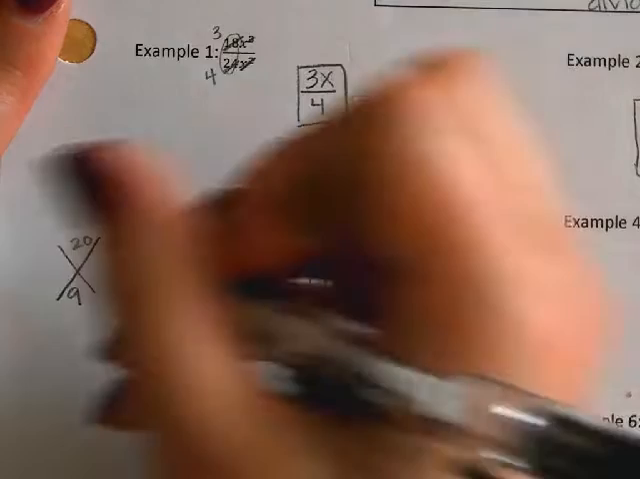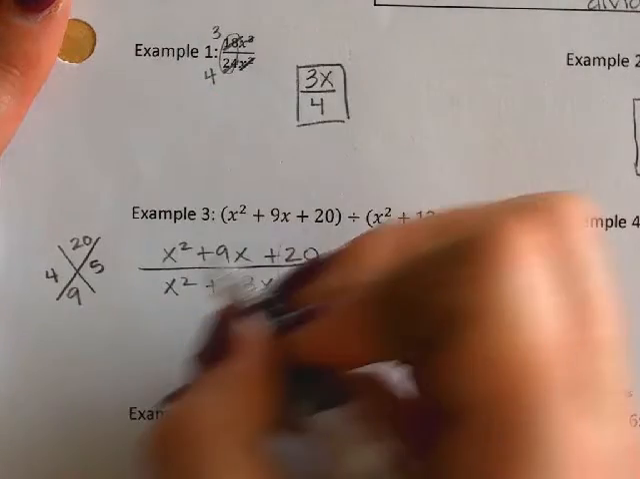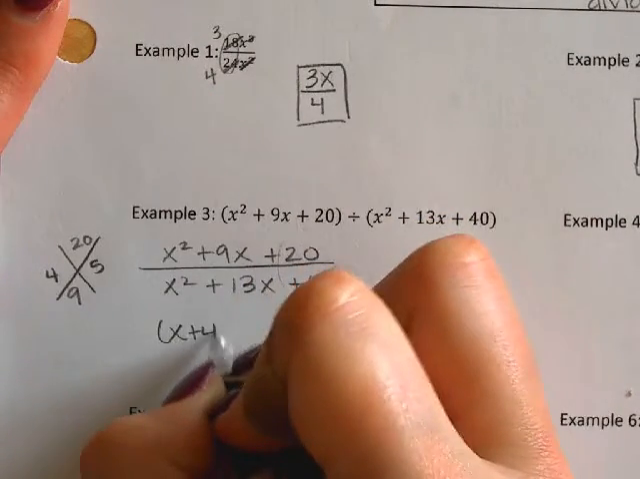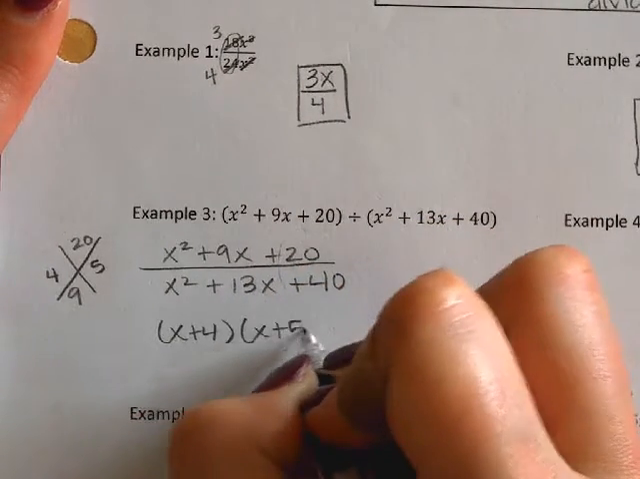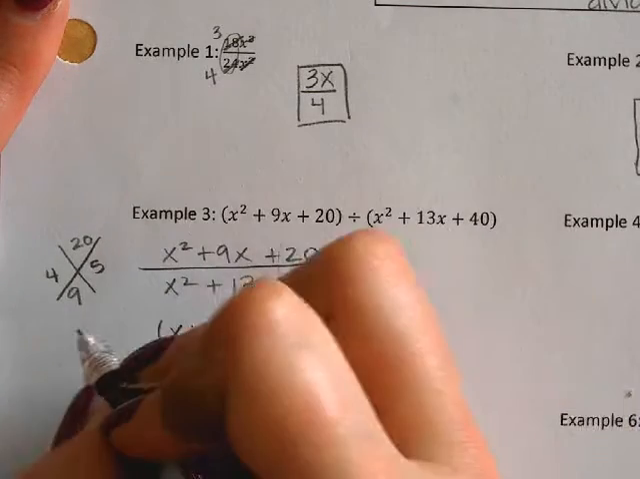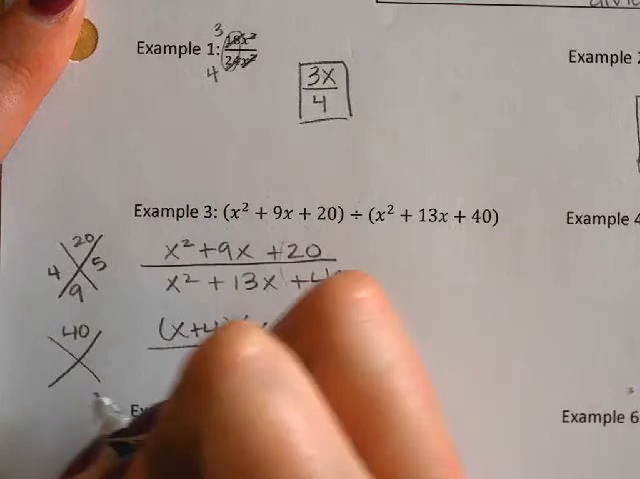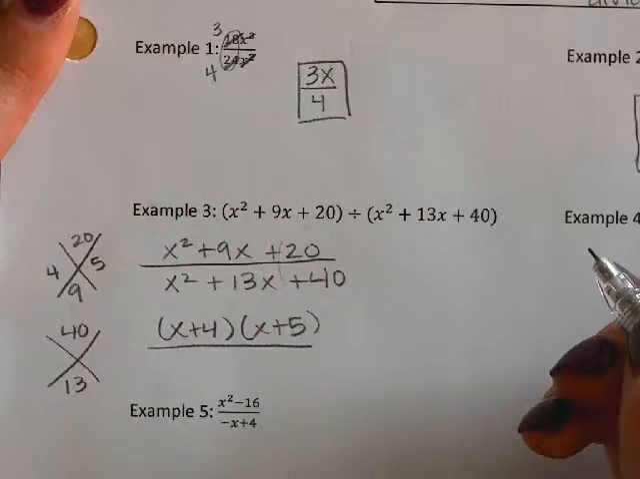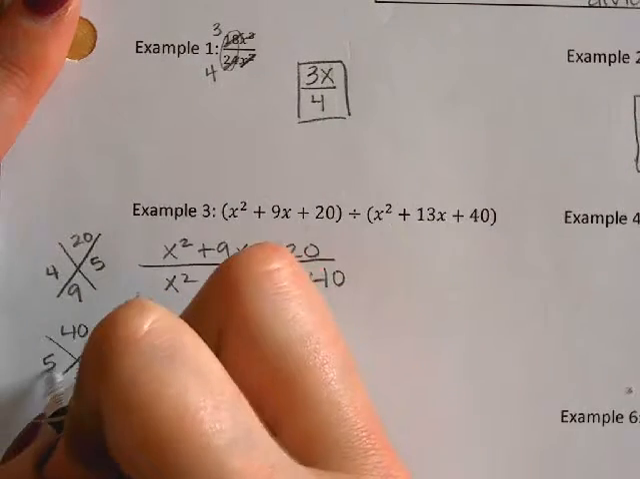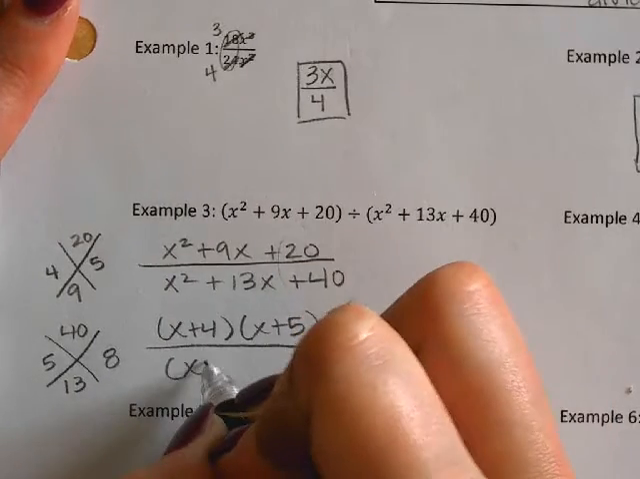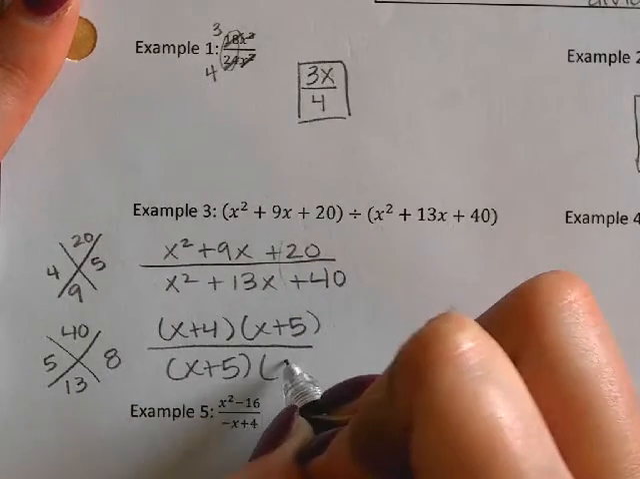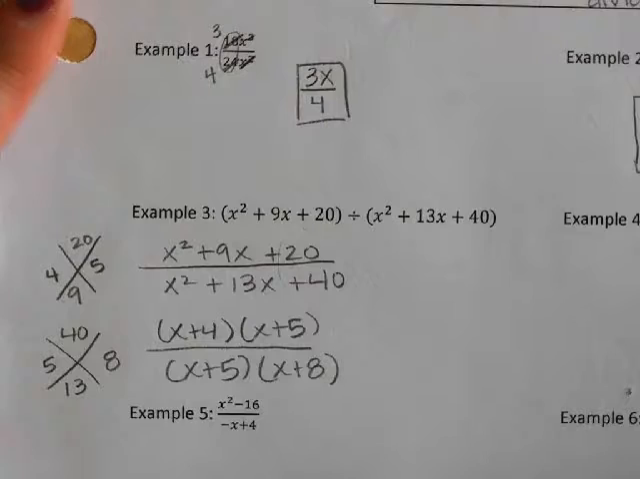4 and 5. So x plus 4, x plus 5. Okay, and then for the bottom, we're looking for two things that multiply to be 40, but add to be 13. 5 and 8, so we have x plus 5, x plus 8.